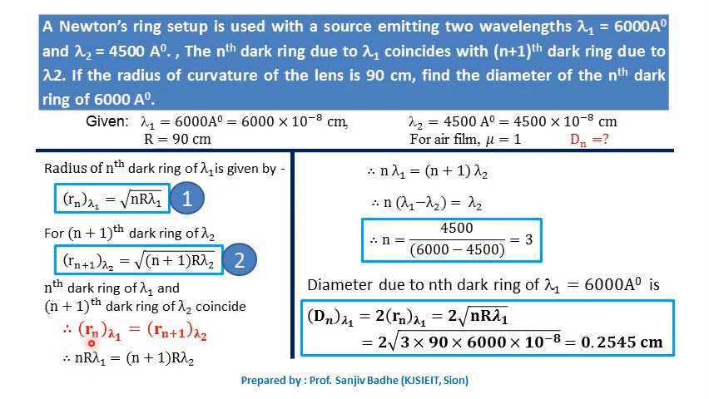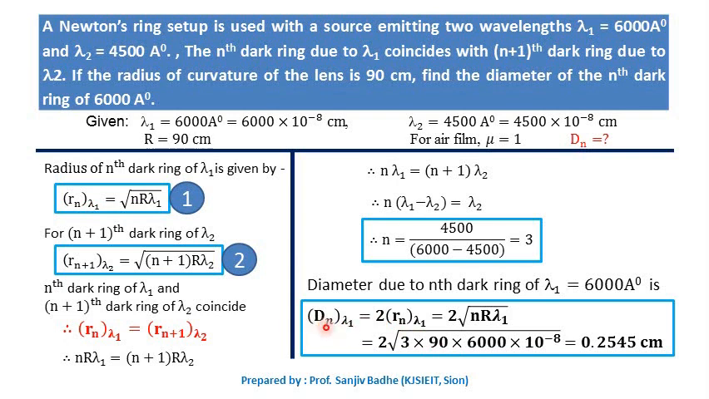So we can write n r lambda 1 equal to (n plus 1) r lambda 2, and from this we can calculate the value of n as lambda 2 upon lambda 1 minus lambda 2, that is 4500 upon 6000 minus 4500. So the value of n comes out to be 3. This value of n equal to 3 we can put in equation number 1 and calculate the radius of the nth dark ring due to lambda 1, and multiply this radius by 2, we will get the diameter of the nth dark ring due to lambda 1.